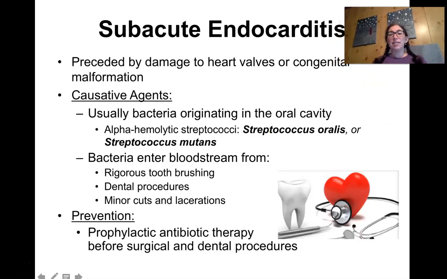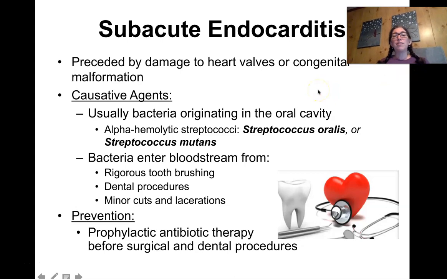Subacute endocarditis, that is more chronic almost, that slowly damages the heart valves, is due to a totally different subset of bacteria. And these are bacteria that are usually found in the mouth. They're dental bacteria. And there have been a lot of studies that have shown there's a lot of correlation between dental health and cardiovascular disease.